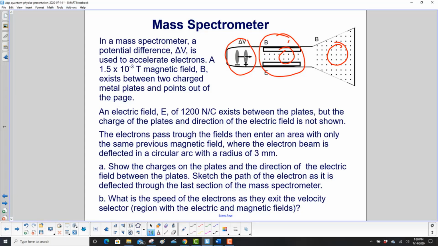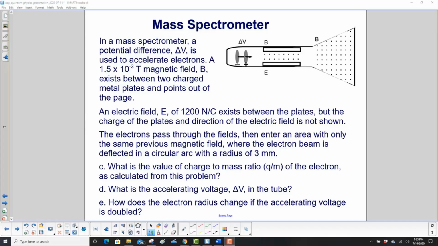Sketch the path of the electron as it is deflected through the last section of the mass spectrometer. That's the piece over there. And what is the speed of the electrons as they exit the velocity selector? This right here is the velocity selector. What is the value of the charge to mass ratio, Q over M, of the electron as calculated from this problem? And we're down here at the questions, the final questions for this.